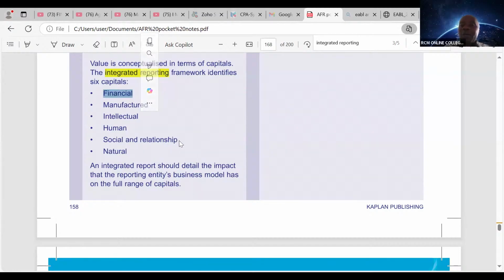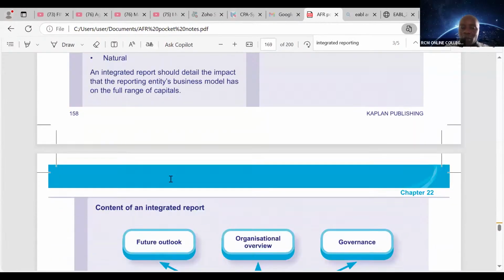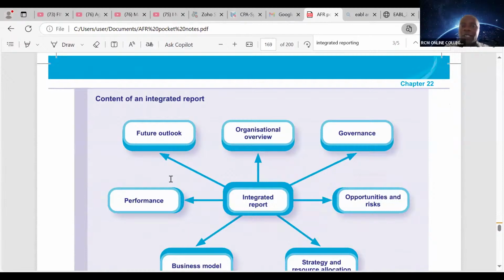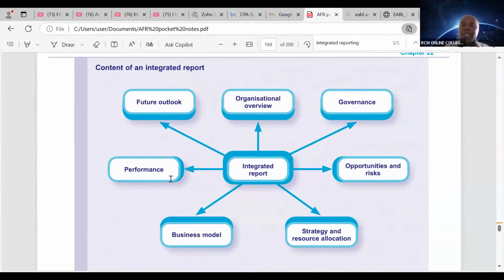How many out of our staff that we have, how many are we paying fees for? Social and relationship capital, what kind of partnerships do we have with others? Then we have natural capital. You may not be able to have all of them. An integrated report should detail the impact that the reporting entity's business model has on the full range of capitals. The content of an integrated report, this is the end of this. You master this, you'll be able to answer most of your CASNEB, AFR, integrated kind of questions that you have in your past papers.